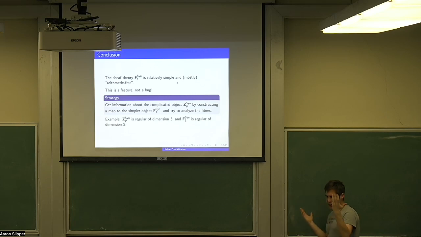So what's an example of a way that things feel a little simpler? I mentioned earlier, Zp syn really feels like it's three-dimensional. This object F1 syn is going to feel like it's two-dimensional.